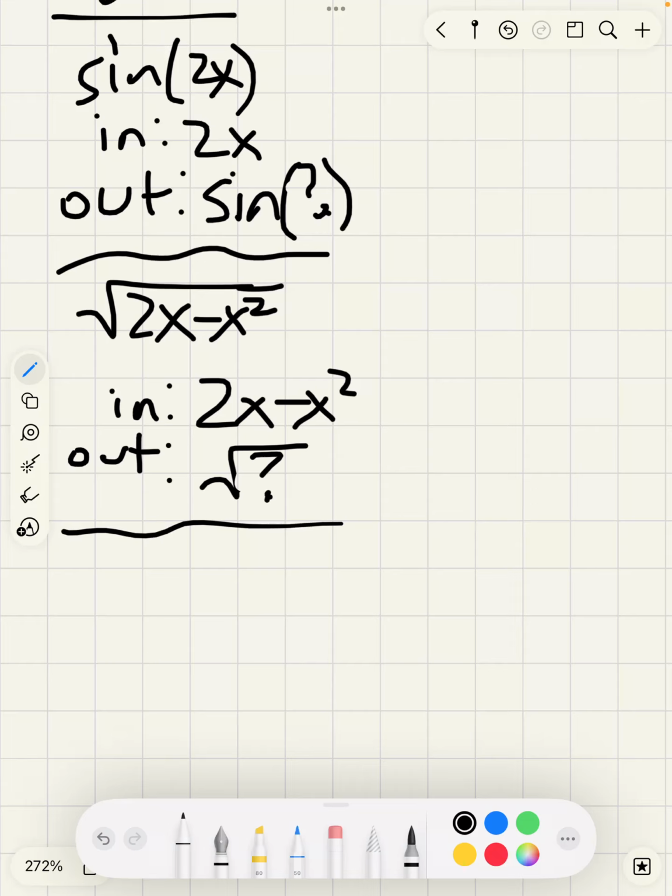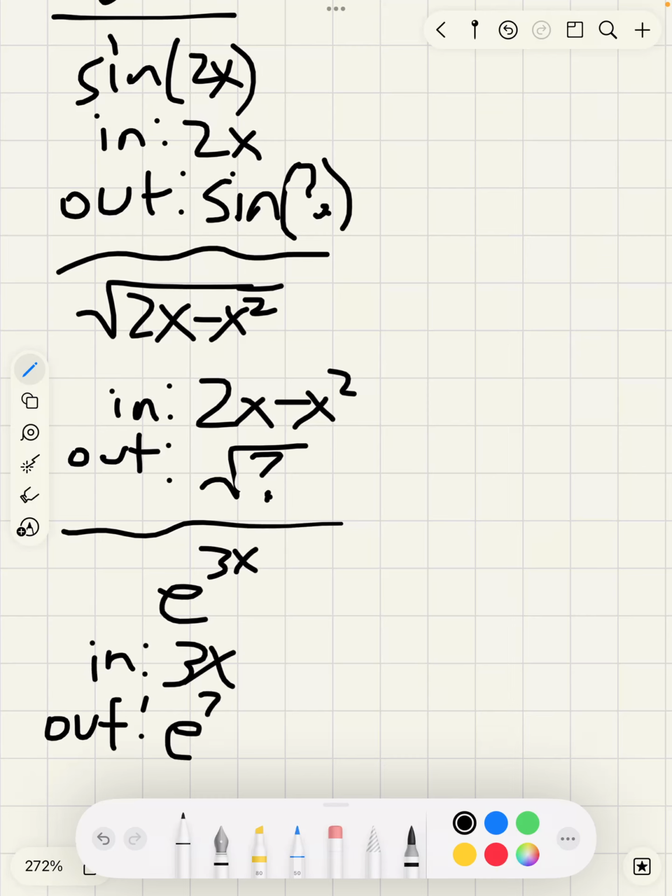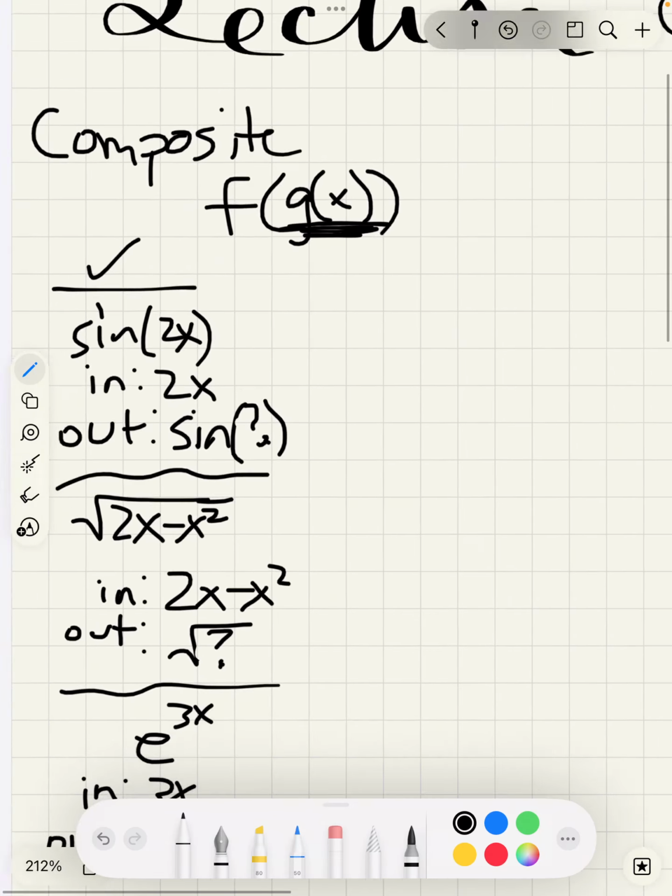All right, and then another example might be e to the 3x. That would be considered composite as well. There, the inside, the function that's being plugged into something else, is 3x, and the outside function it's being plugged into is e to the stuff. So those are examples of composite functions.